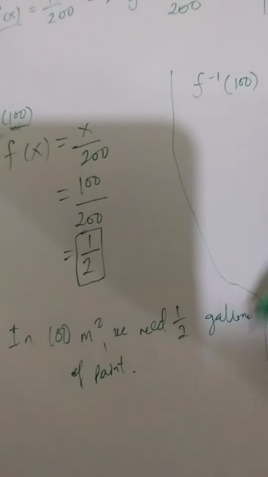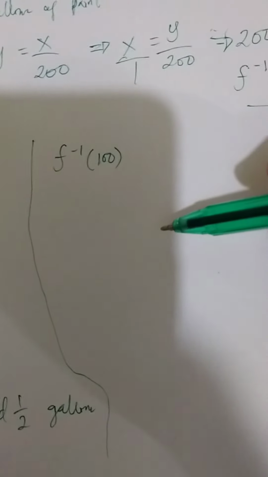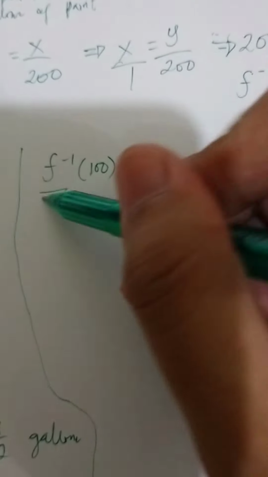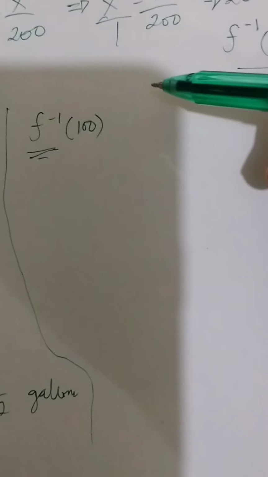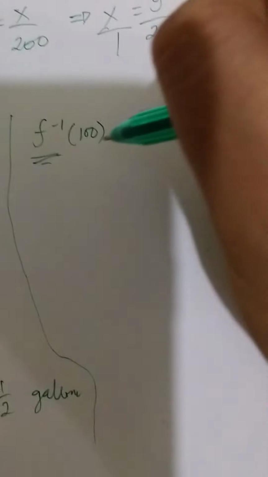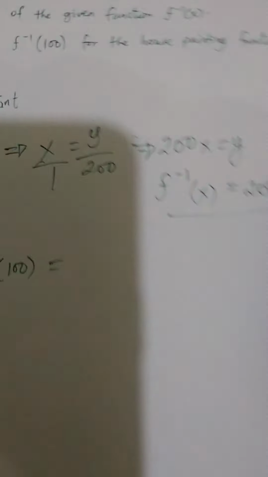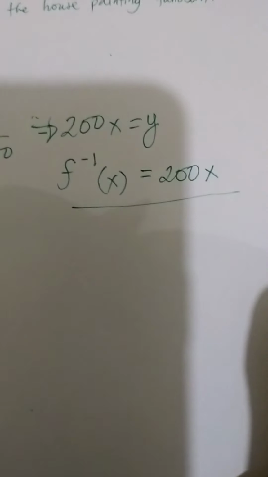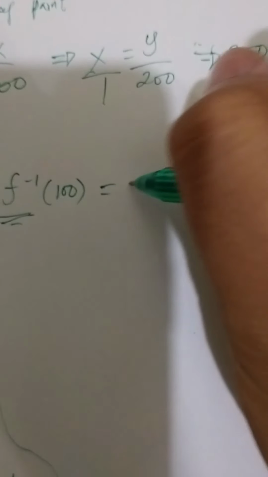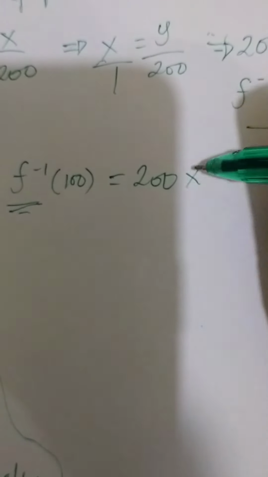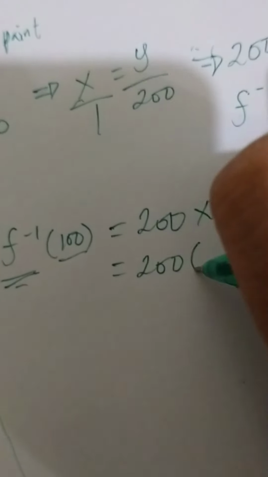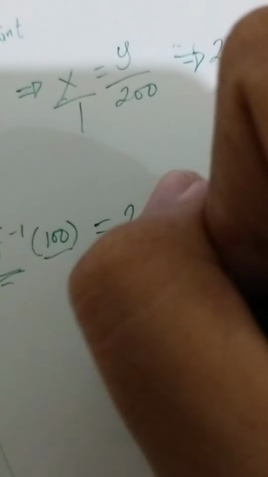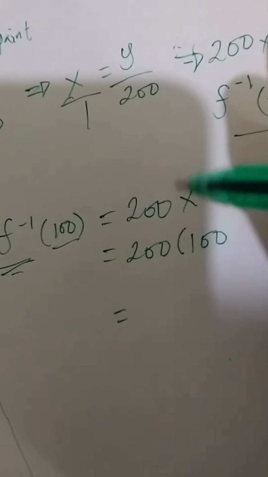Next, how about the other one, which is f raised to negative 1 of 100? As you can see, we have f raised to negative 1. It means we need to use the inverse of the original function. So we have f raised to negative 1 of x is equal to 200x. Here our input is 100. Therefore, we will be having 200 times 100, and that is equal to 20,000.